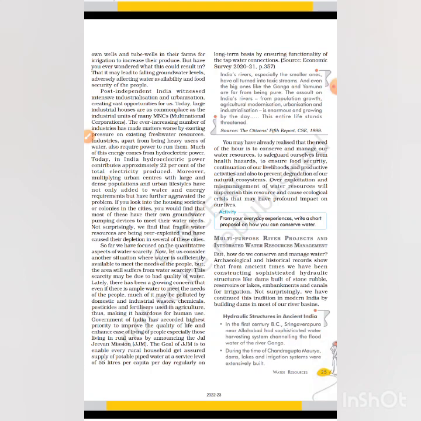Government of India has accorded highest priority to improve the quality of life and enhance ease of living of people, especially those living in rural areas, by announcing the Jal Jeevan Mission (JJM). The goal of JJM is to enable every rural household to get assured supply of potable piped water at a service level of 55 liters per capita per day regularly on long-term basis by ensuring functionality of the tap water connection.